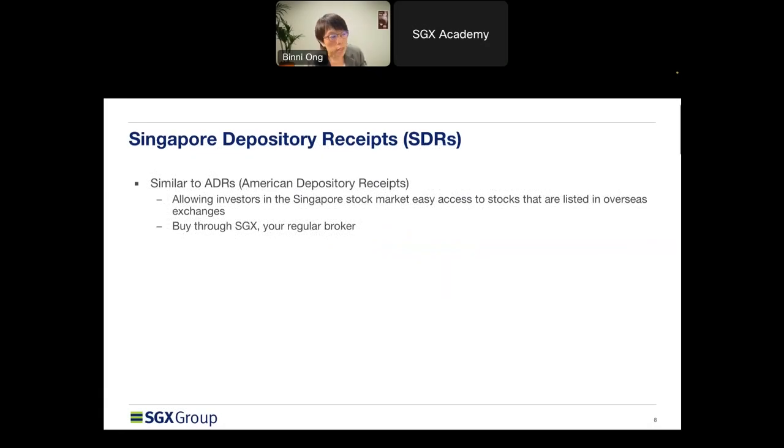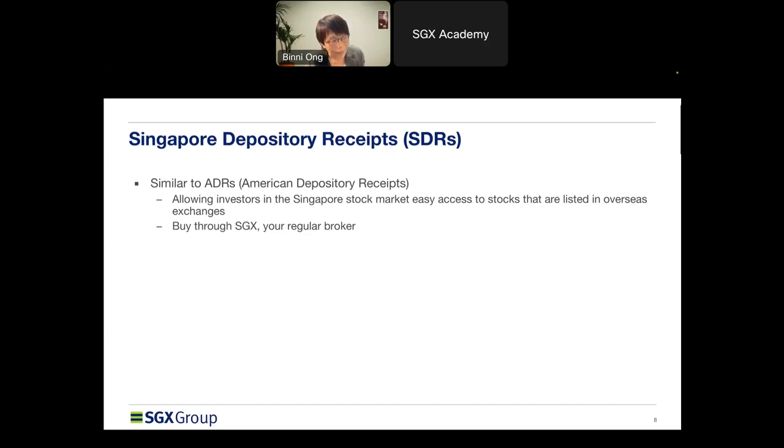So I will just explain a little bit about what SDR is and how you can use SDR, which is Singapore Depository Receipt, to buy into Thailand stocks. The concept of SDR is similar to ADR. ADR means that we have Chinese companies, for example Alibaba, and some of the EV makers like NIO, which are listed on the US stock exchange.